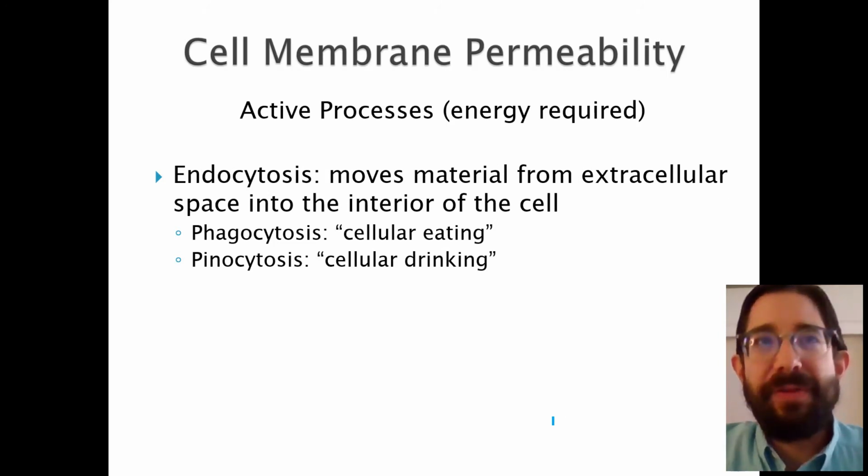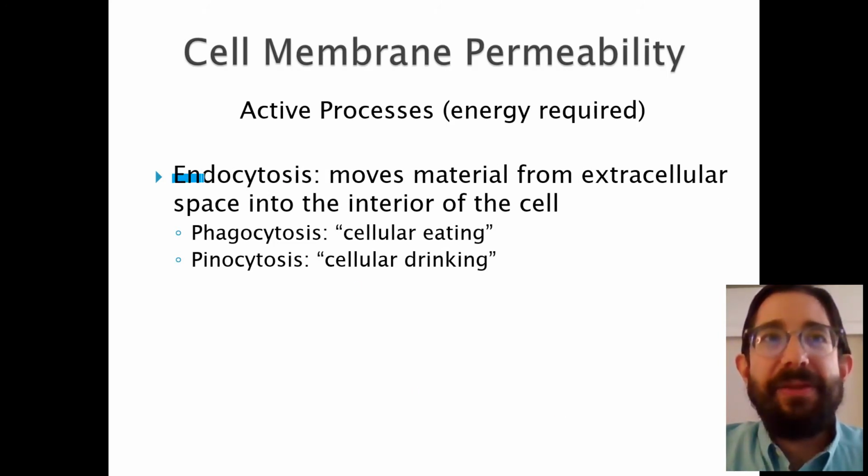Next is endocytosis. Endo means within. Cyto is cell. So you're bringing material from outside the cell into the cell. And there are two kinds. Phagocytosis is cellular eating. And pinocytosis is cellular drinking.